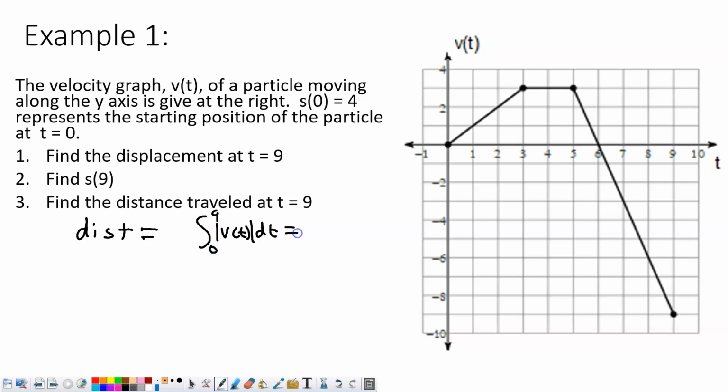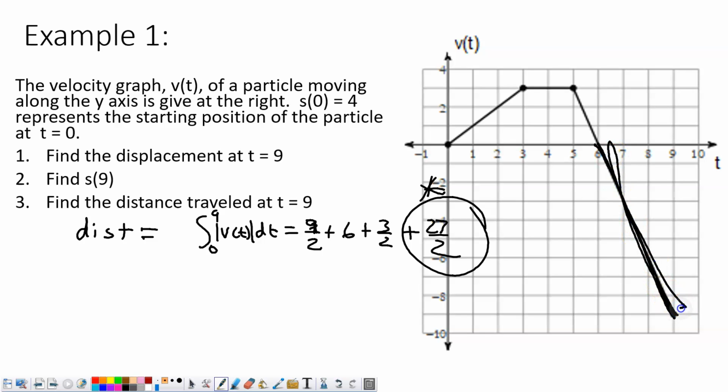And what that means is we're going to have the same thing. It's going to be 9 over 2 plus 6 plus 3 over 2, and then what? Plus 27 over 2. You might want to star that. That last area now becomes positive. And here's why. When we're asking about distance, if I'm doing this, that means my velocity has value, right? It's not 0. I have a velocity, which means my object is moving on this interval. And if it's moving, we're covering distance.